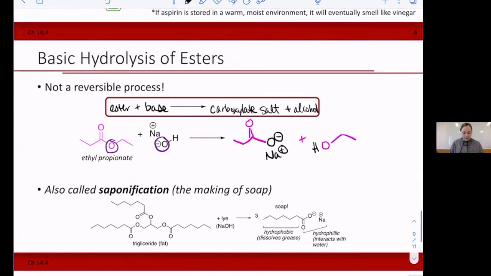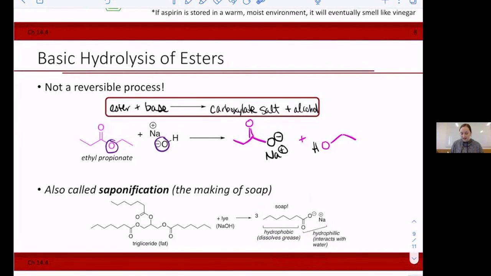An example of this base hydrolysis is also called saponification. That's the fancy word used for the making of soap. Triglycerides, which are fats in our body and fats that we eat, when mixed with lye, which is a natural version of where you can get sodium hydroxide, undergo this basic hydrolysis of esters and make molecules such as these. And this is what we use as soap.